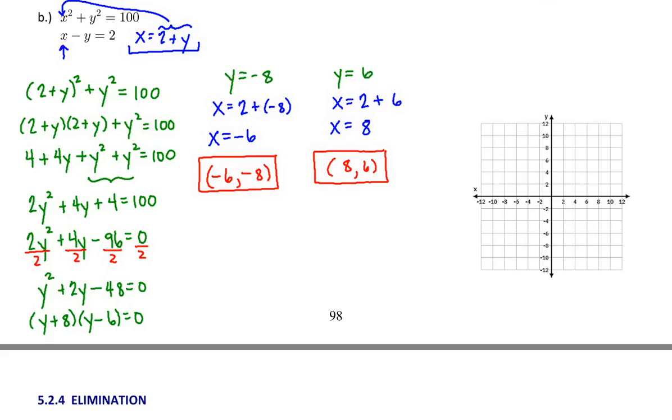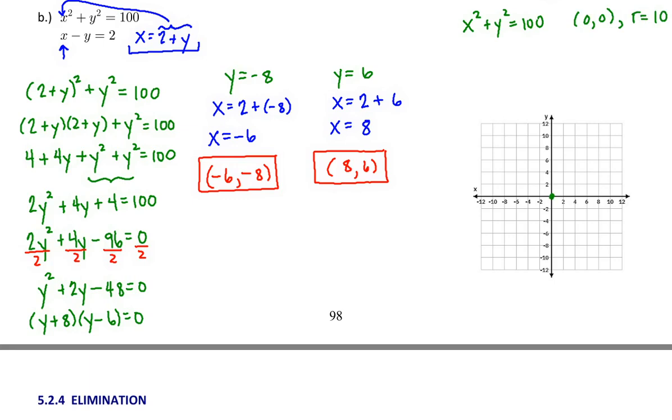So let's start with our first equation. We have x squared plus y squared equals 100. Hopefully you recognize that. We just learned this as a circle, right? This is a circle centered at 0, 0, and the radius is the square root of 100, or 10.